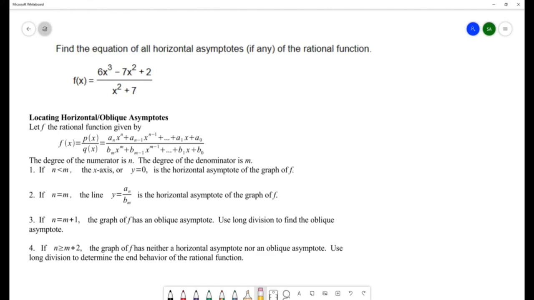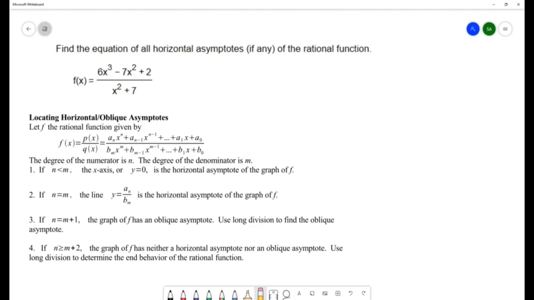When we're finding horizontal asymptotes, what we know is that we have a rational function, and a rational function has a polynomial in the numerator and in the denominator. And polynomial functions have degrees. The degree is the highest power on the x. So we take the highest power from the numerator, which is the degree of the numerator. We call that n. And then from the denominator, we take the highest power. We call that m. The degree of the denominator is m.